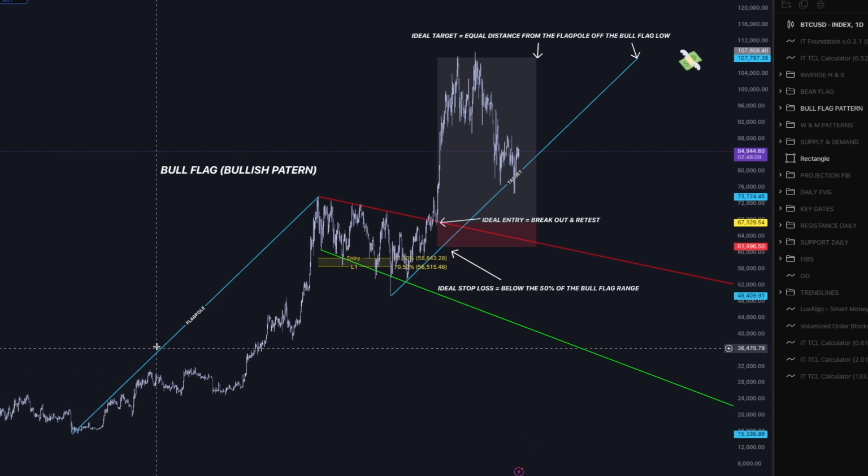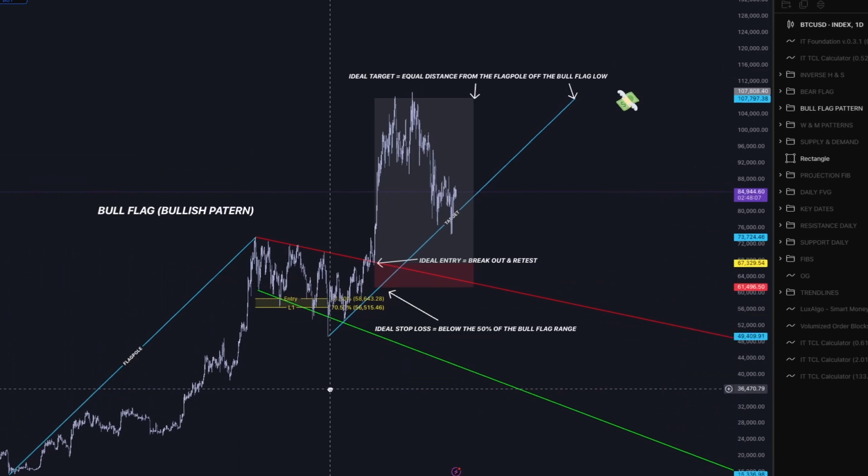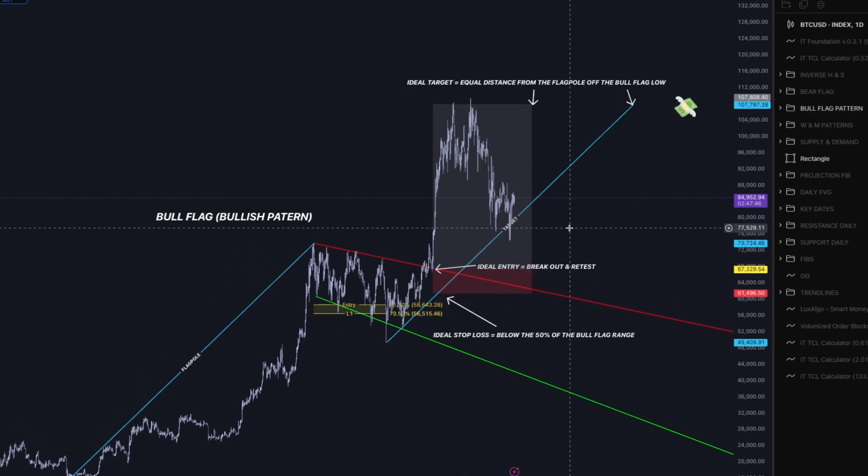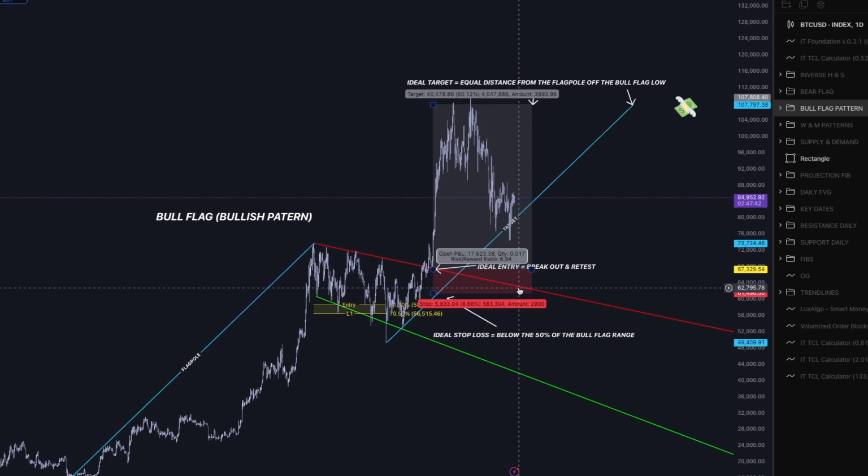So if we take this whole flagpole and place it off the low of the bull flag, it would have given us a profit target of roughly 107.7. With a stop loss at the 50% level, you're looking at a 7R. It's a swing trade, so you do want to risk more. If you're normally day trading and risking 1%, you could risk 5 to 6% on this.